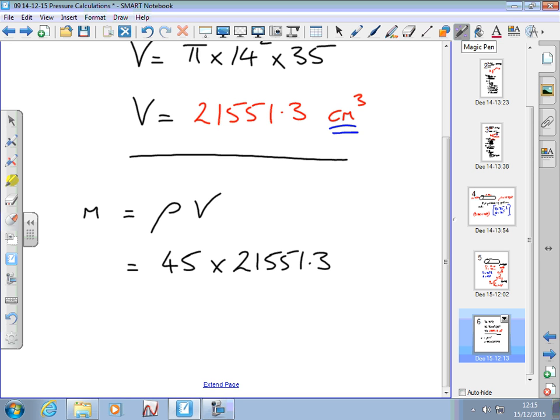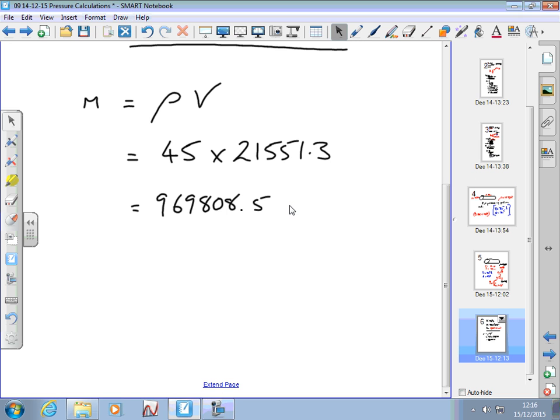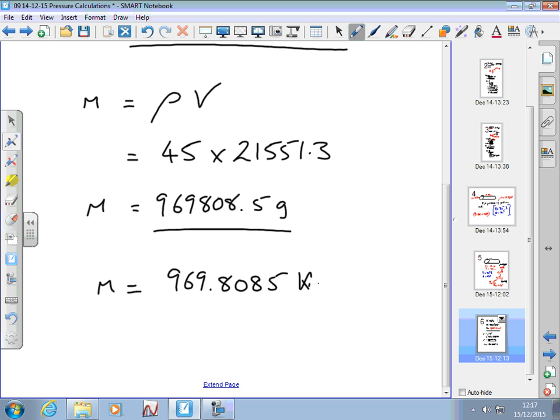So I work out what that is, and this will give me the mass, which turns out to be 969,808.5 grams. That's the mass. But remember, I want the mass in kilograms to find the weight. So that mass dividing by 1,000, which means move the decimal point back 3 places, is 969.8085 kilograms. So that's my mass.